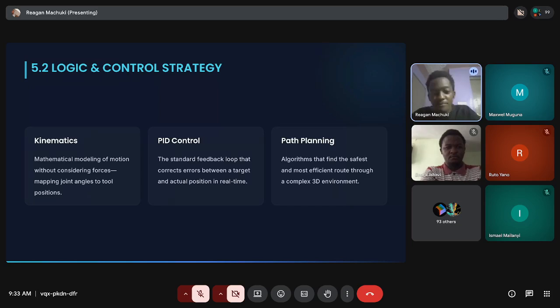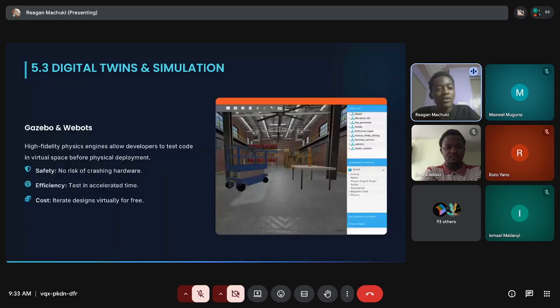Digital twins and simulation. We have Gazebo and Webots, which are high fidelity physics engines that allow developers to test code in virtual space before physical deployment. This is safe, for there is no risk of crashing, and then there is efficiency. It is cheaper to iterate designs virtually because it is free.